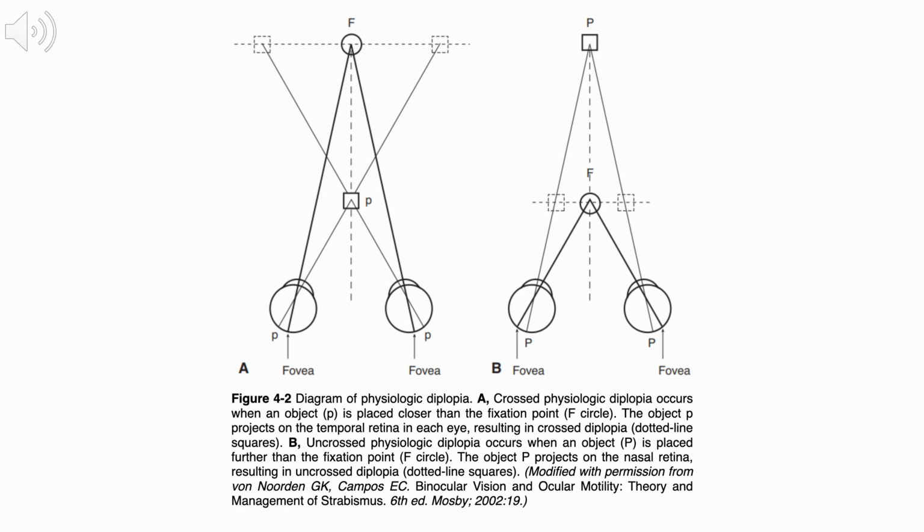So the rule is simple and consistent. Objects closer than fixation cause crossed physiologic diplopia, and objects farther than fixation cause uncrossed physiologic diplopia. This diagram just shows the wiring that explains why the finger experiment works the way it does.